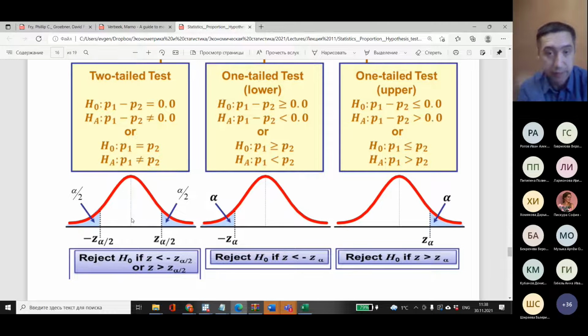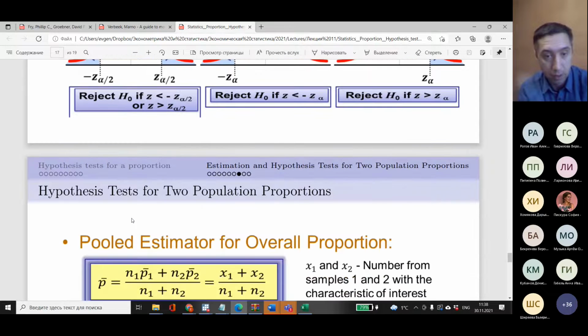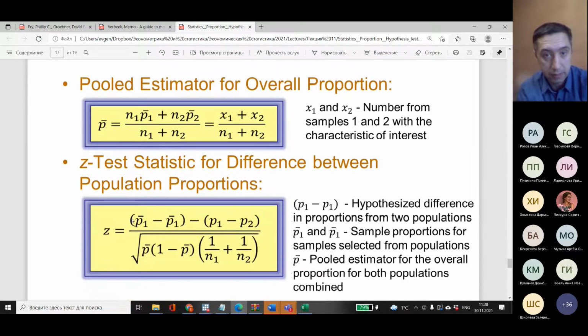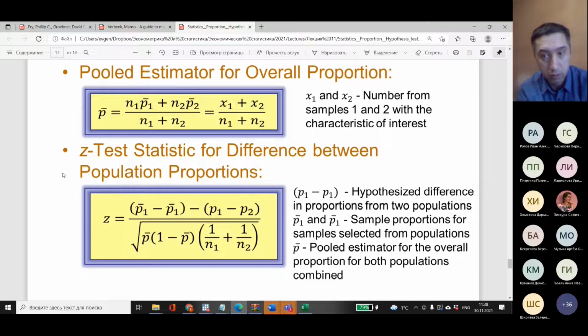And in principle, that's it. To test, to compare two proportions, you have to find that value or that statistic. To do this, first you have to find the pooled estimate of the overall proportion. And next you should calculate the test for the difference between population proportions.